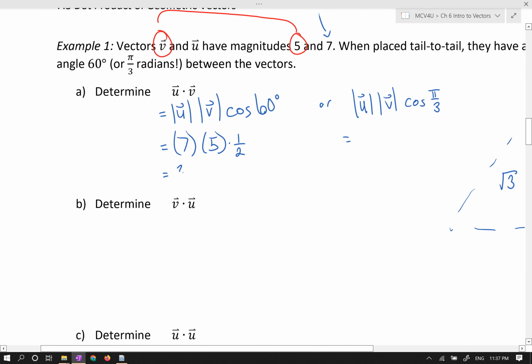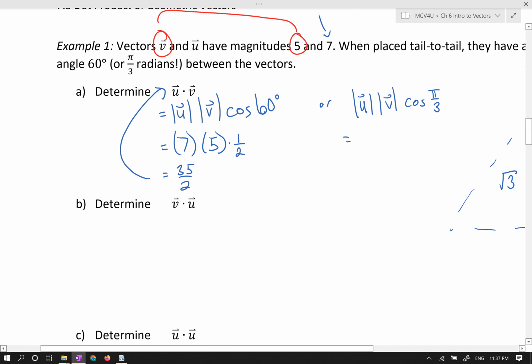Easy, I know how to evaluate this. That's 35 divided by 2. Well done, folks. You have just evaluated your first dot product. Give yourself a pat on the back, pause the video, take a celebratory spin, grab some water. You're feeling good.